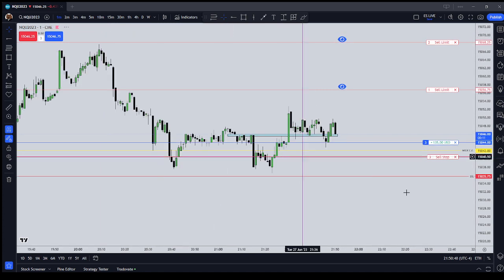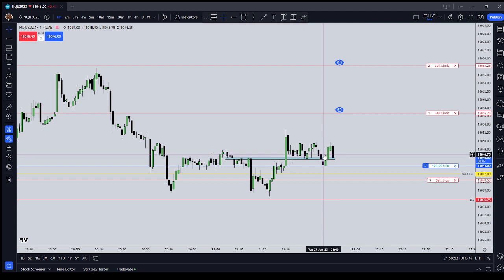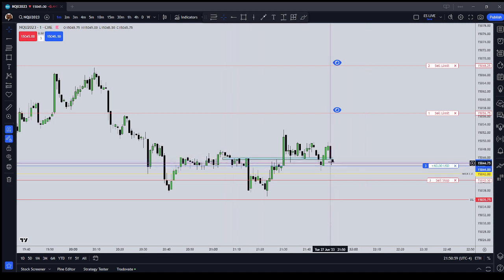All right, let's check out this NASDAQ. I do like the way that the bodies respected this volume imbalance. I like that we traded back through this volume imbalance. I now want to see that same volume imbalance invert.